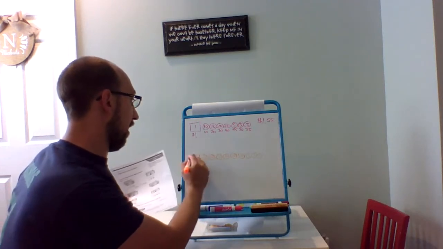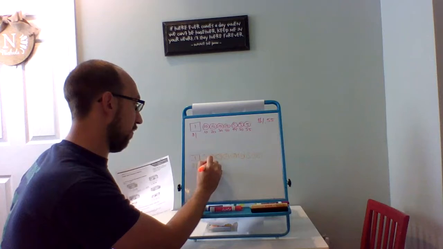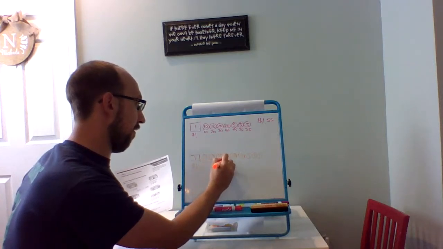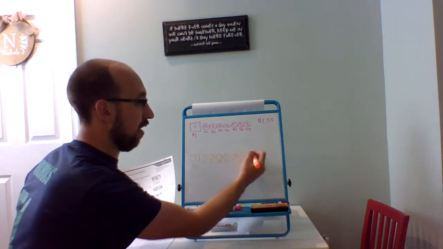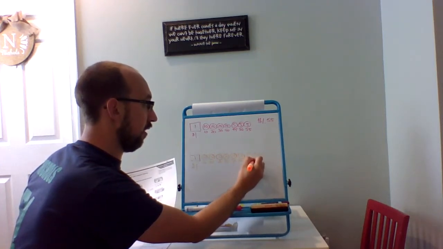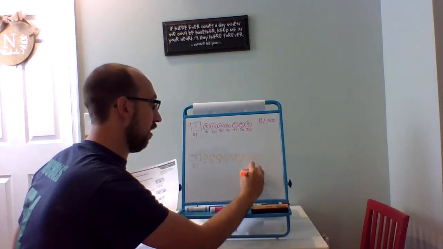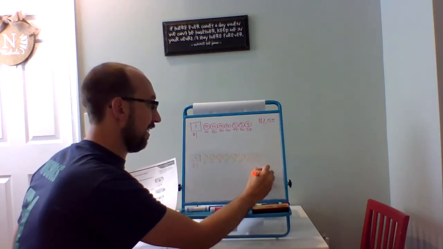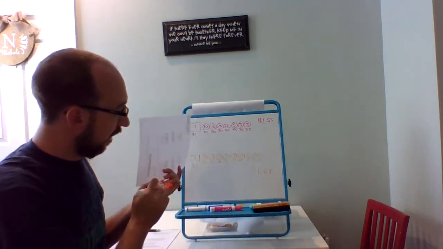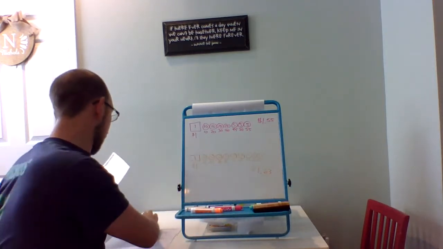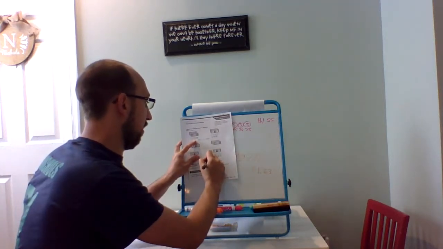So now I can count on. First I have my dollar, then I have 10, 20, 30, 40, 50, 60, and then now I count by 1. 61, 62, 63. So it's $1.63. So I'm going to write that on my paper. $1.63.